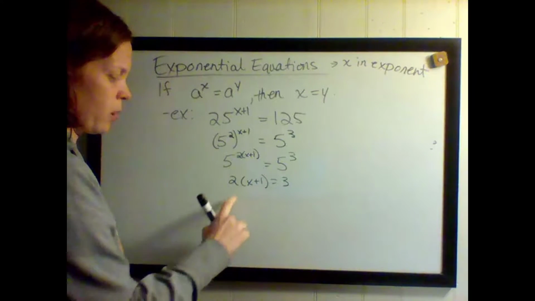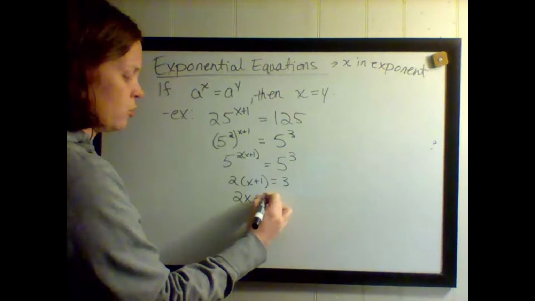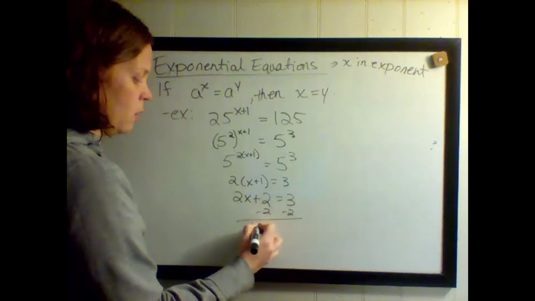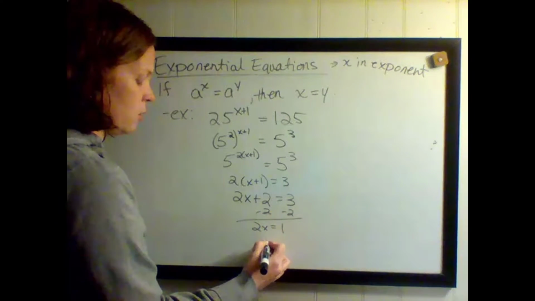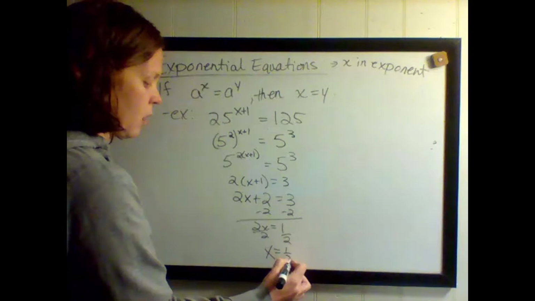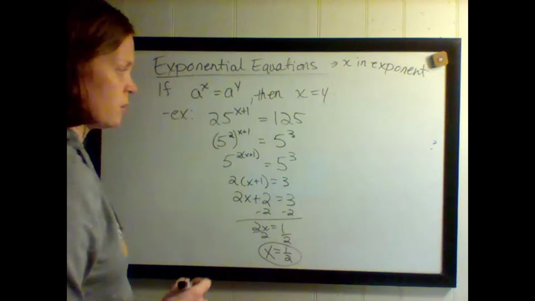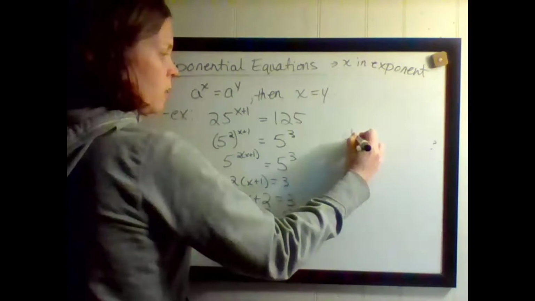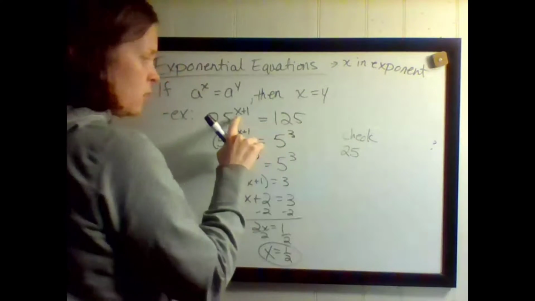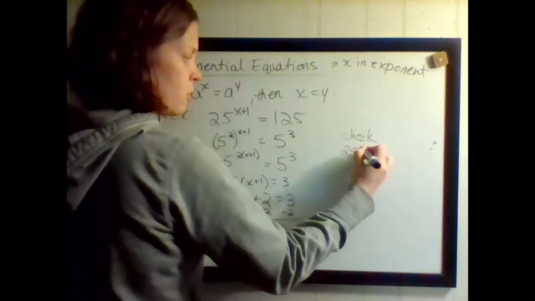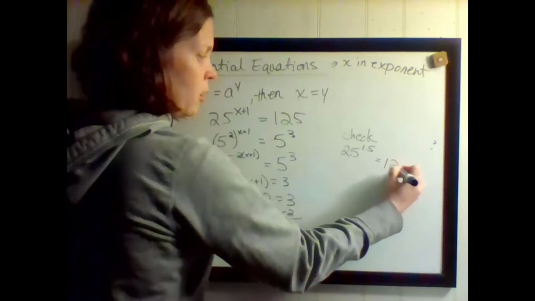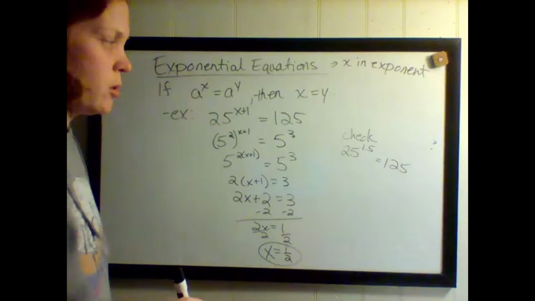So I'm just left with my exponents. When I distribute my 2, 2x plus 2 equals 3. And I'll have 2x equals 1 divided by 2, so x equals 1/2. That should be my answer. If I want to check it, 25 is going to be to the 1/2 plus 1, so to the 1.5 power. If I put 25 to the 1.5 power in my calculator, it should say 125.